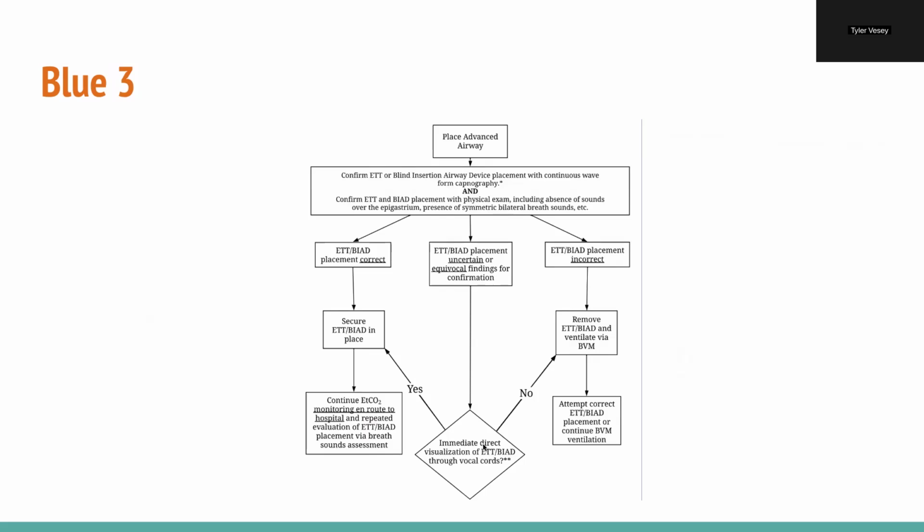If we're uncertain, let's make sure that the tube got through the vocal cords, go take another look, and then obviously we're going to use our other exam findings. If we did not place the tube correctly, we're going to remove it, obviously. Do not leave it in if it's a bad tube. Make sure we ventilate and we can attempt again or continue BVM ventilations. But remember, if we're going to do another intubation attempt, we're going to pre-oxygenate these patients again.